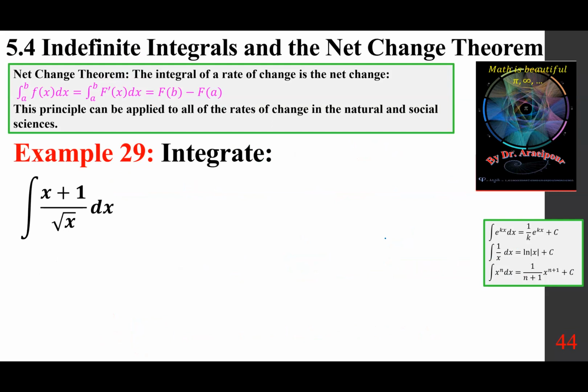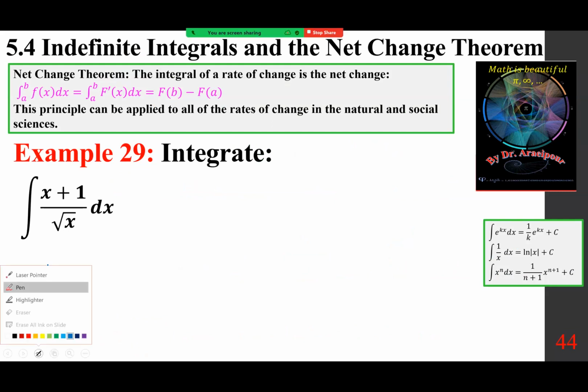Indefinite integrals and the net change theorem, basically we have infinitely many solutions. And the net change theorem, in essence, is one of those FTCs. The integral of a rate of change is the net change: the integral from a to b of f of x dx, is the integral from a to b of capital F prime of x dx, or F of b minus F of a. This principle can be applied to all of the rates of change in the natural and social sciences. In essence, the net change theorem refers to using FTC.